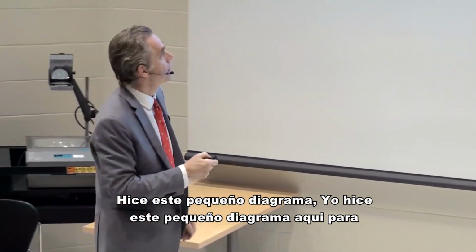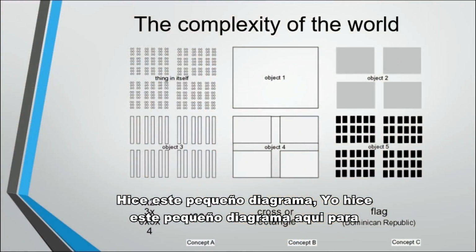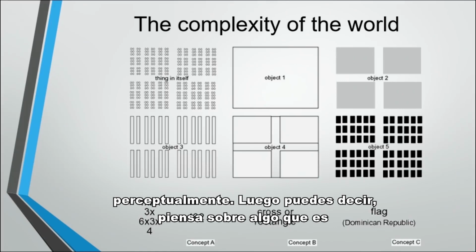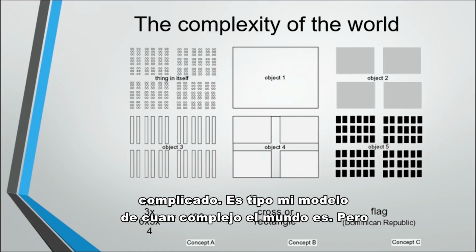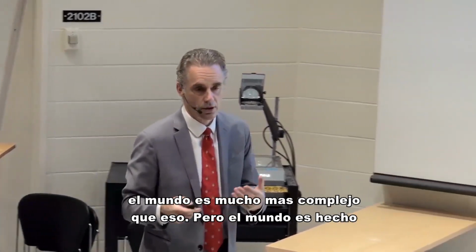I made this little diagram here to kind of give you a sense of what you might be doing when you're abstracting perceptually. So you could say, think about something that's that complicated. It's sort of my model of how complex the world is, but the world is a lot more complex than that.